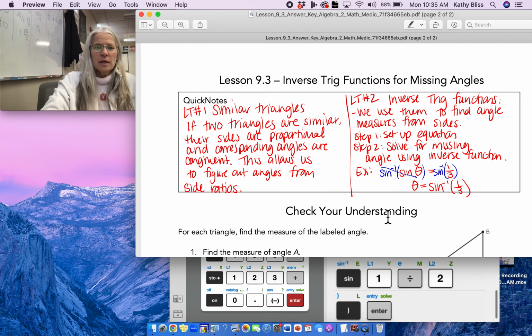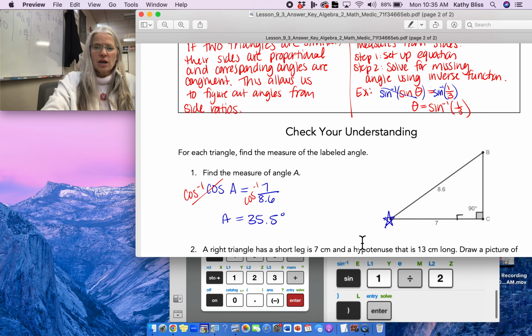So for this one, it says for each triangle, find the measure of the labeled angle. So we want to find the measure of angle A. I'm going to give a star to angle A here, okay? And I know that the relationship of 7 and 8.6 is adjacent and hypotenuse. So that gives me the cosine of A is adjacent over hypotenuse, so 7 over 8.6. So that's my ratio. I'm going to do inverse cosine of 7 over 8.6, and that gives me an angle of 35.5.